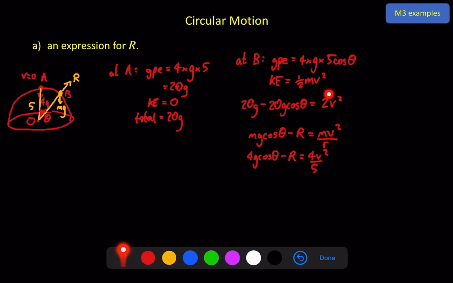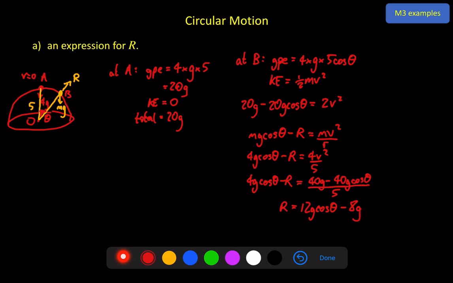Combining these two, we've got 2v squared here, so if I double this and drop it in here, then we get 40g minus 40g cos theta, all divided by 5, equals 4g cos theta minus R, so that's 8 on the right. We bring that over, we get R is equal to 4g cos theta plus 8g cos theta, which is 12g cos theta minus 8g, and that's our expression for R.